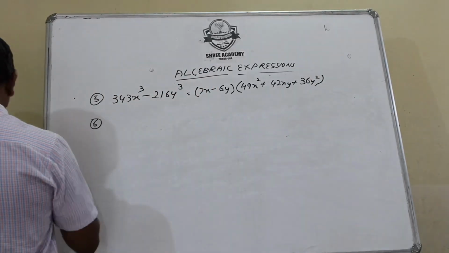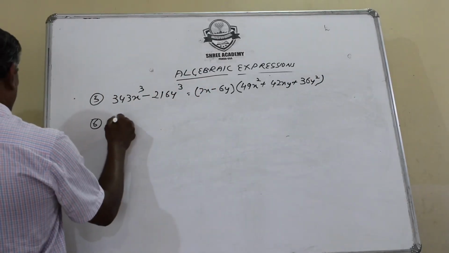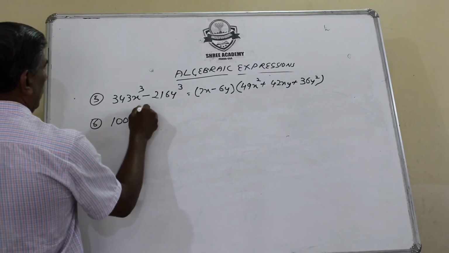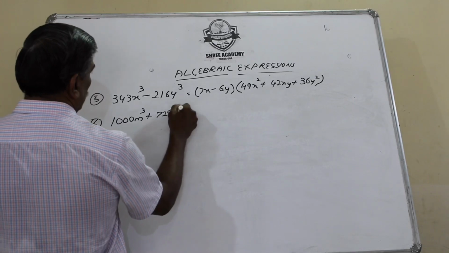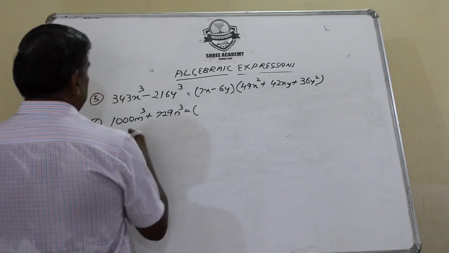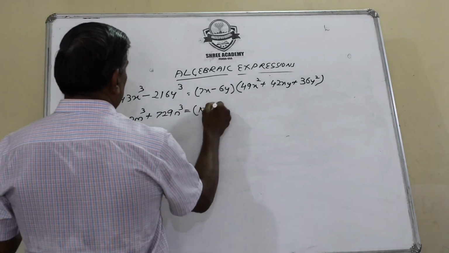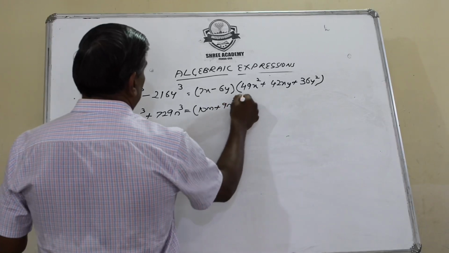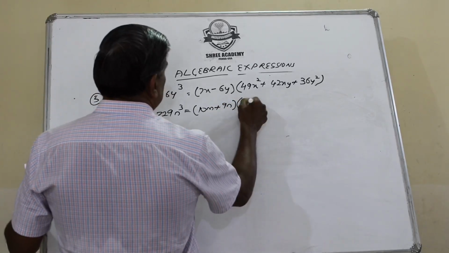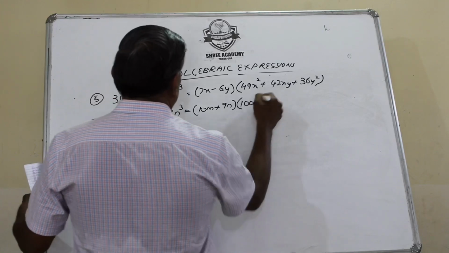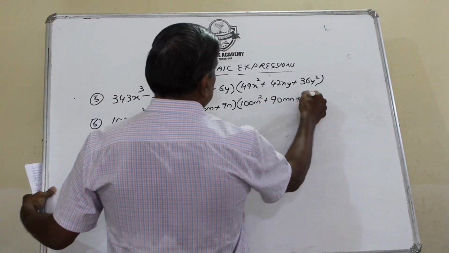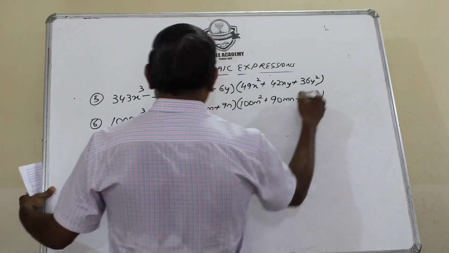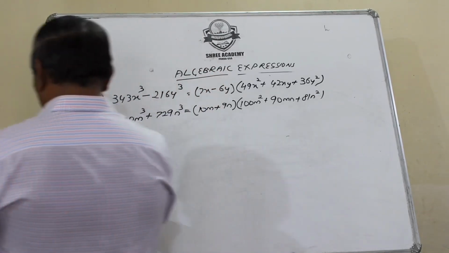Similarly, if we take one example of 1000 m cube plus 729 n cube, this we can write as 10m plus 9n into 10 square is 100 m square minus 10 nines are 90 mn plus 81 n square. So these are the few ones.